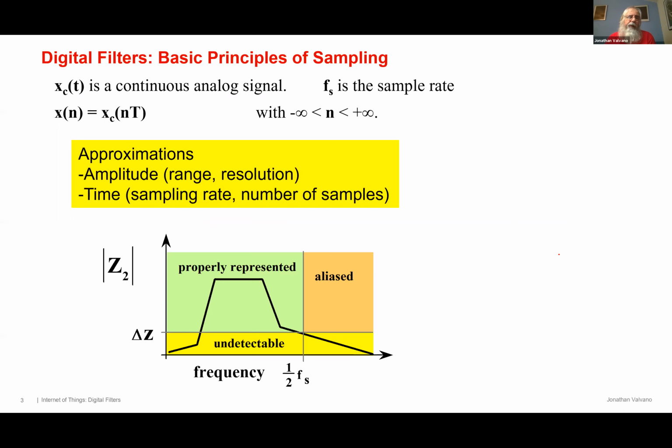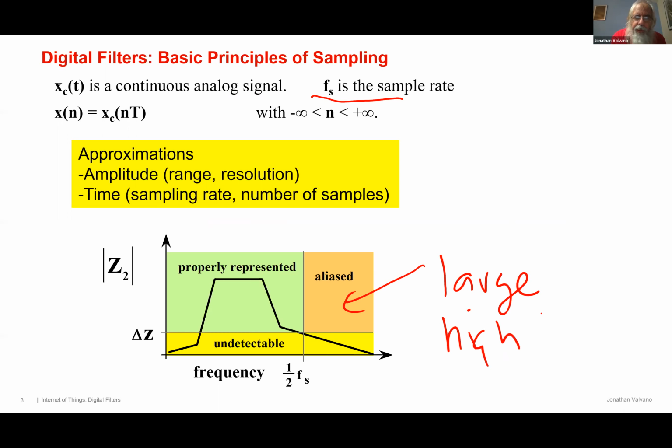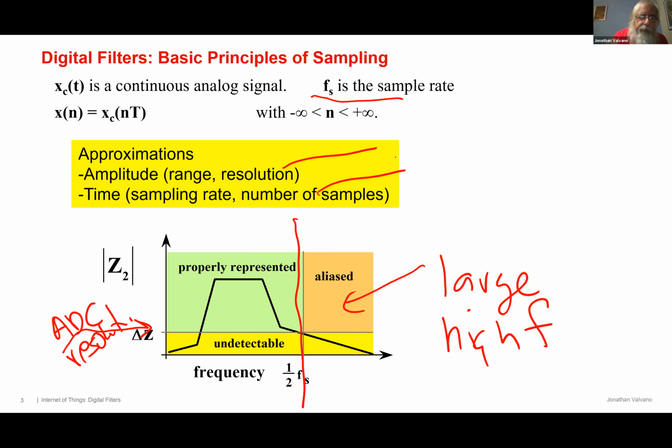So whenever you sample, and now we are going to sample at a constant rate, this is our Nyquist theorem. Large high frequencies get aliased. Low amplitude, this is the resolution of the AD converter, either in decibels or volts, depending upon how you do it. And obviously there's one half FS. These are the approximations we made in the amplitude domain and the time domain when we sampled.